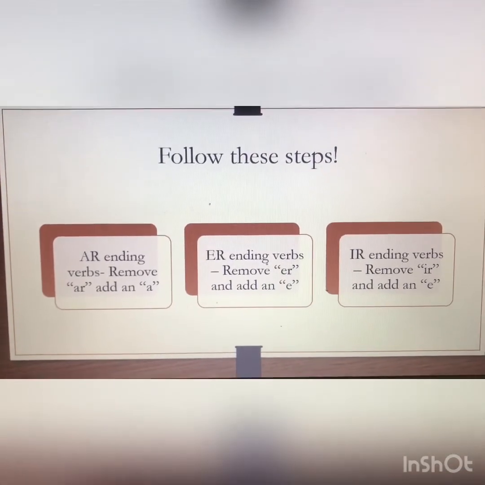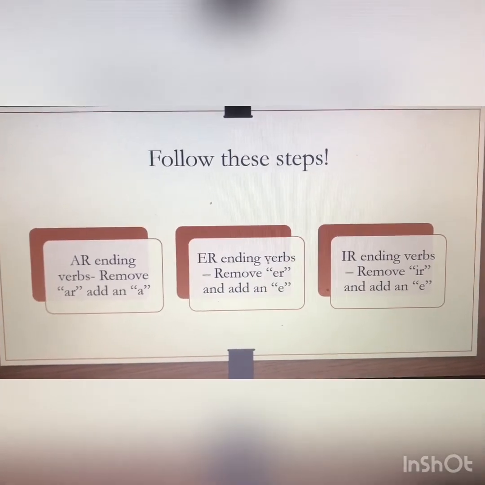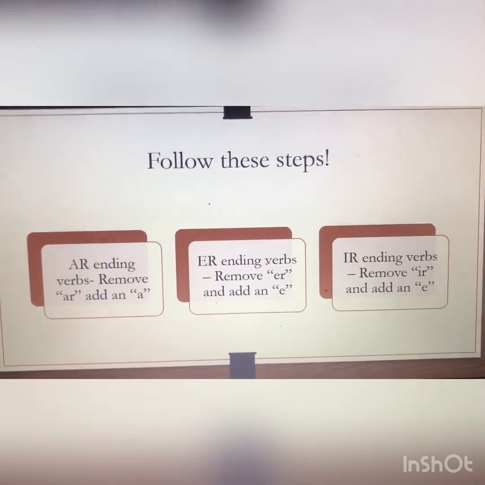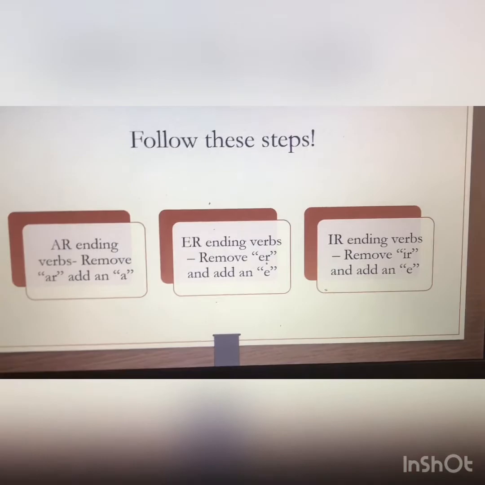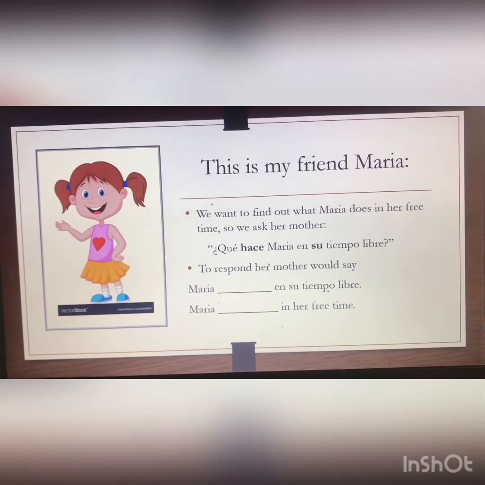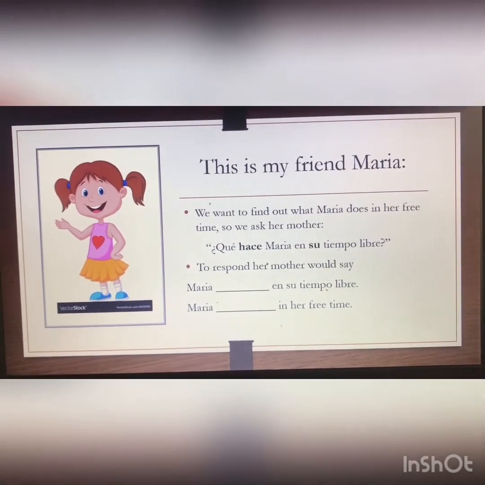Now for the IR ending verbs, we're going to remove the IR and add an E. Now you will realize that for both the ER and the IR verbs, we remove the endings and we add an E. Alright? So let us focus on my friend Maria.